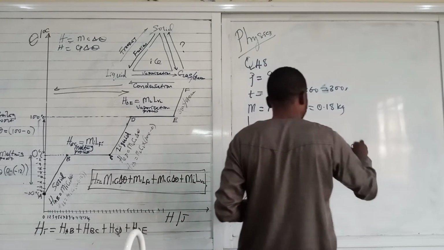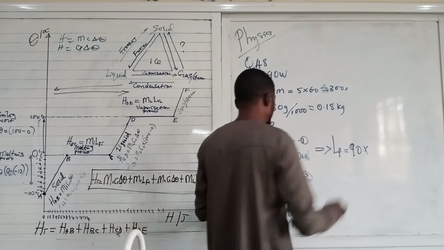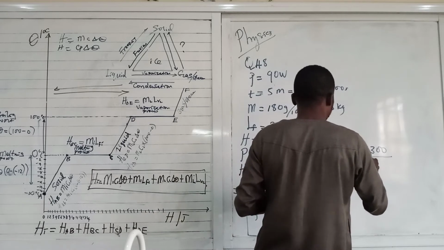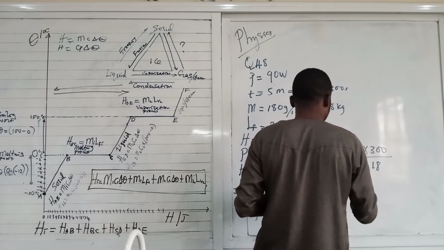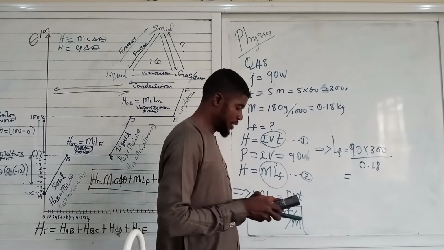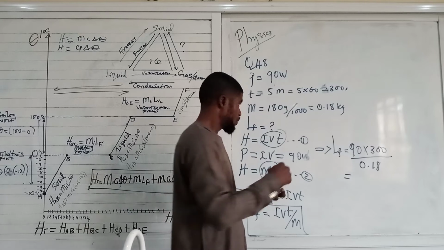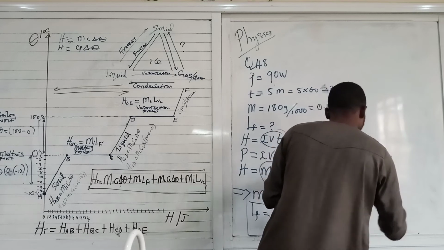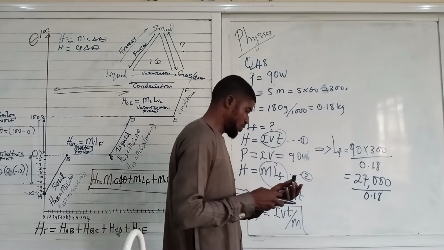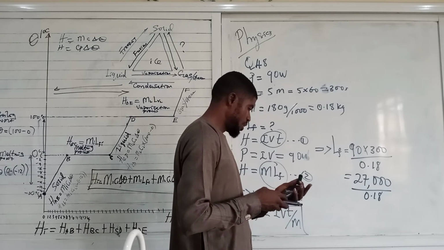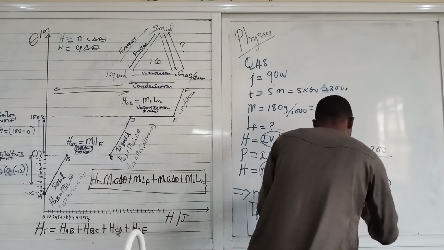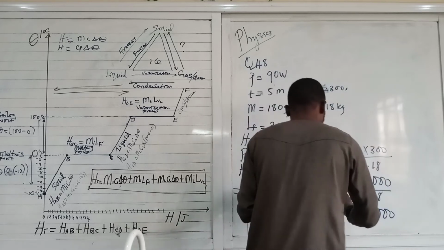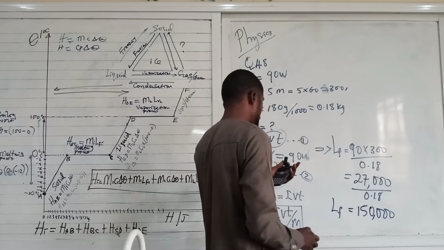IV, that is the power, that is 90, times time, 300, divided by 0.18. If you do that, you're going to have 90 times 300. Our answer here is 27000 divided by 0.18. So that answer divided by 0.18, you're going to have 150,000. So the specific latent heat of fusion is given as that.